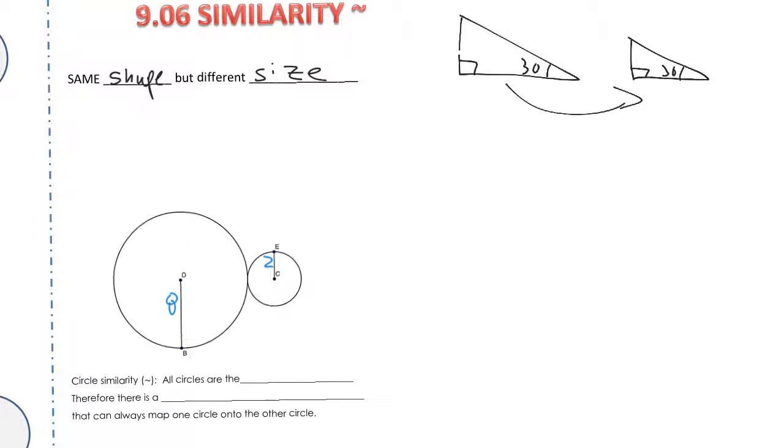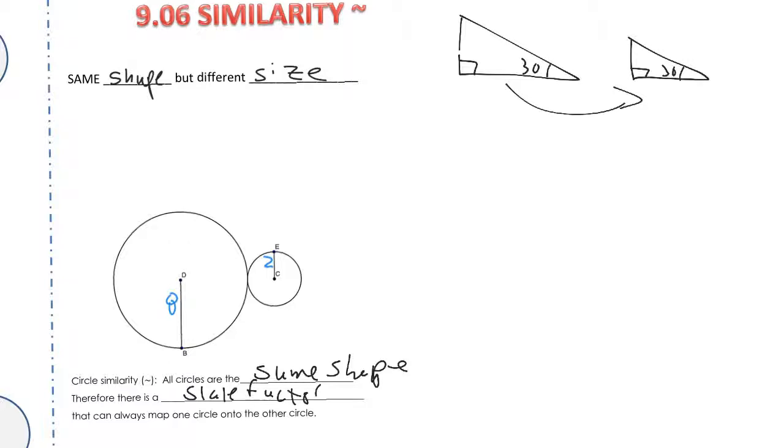So with circles, all circles are similar because they're the exact same shape. They're just different sizes. So all the circles are the same shape. So there's always a scale factor that we can multiply to get from one circle to another.